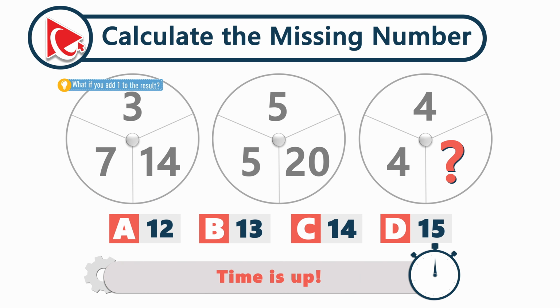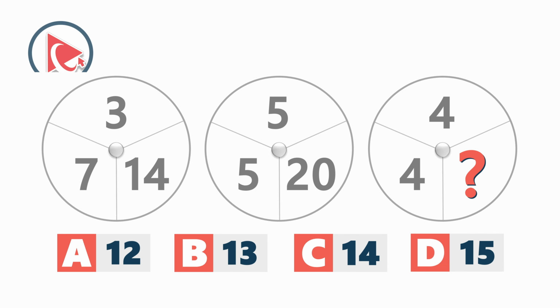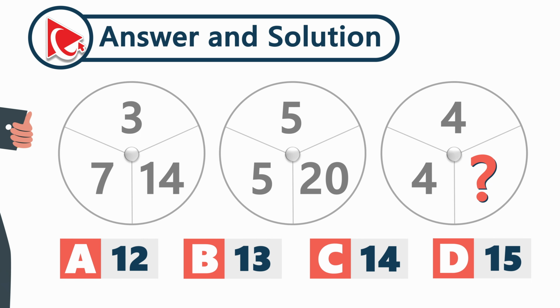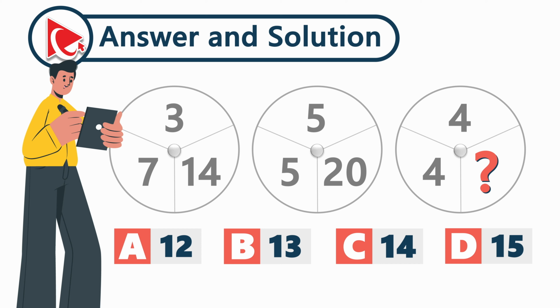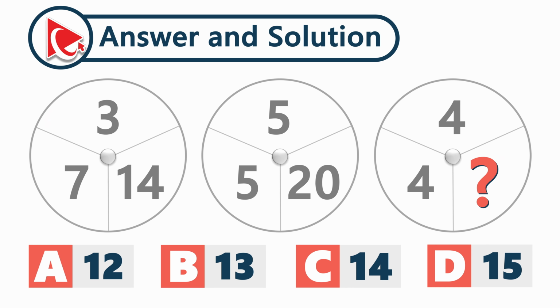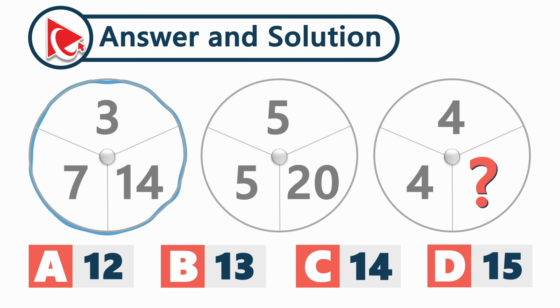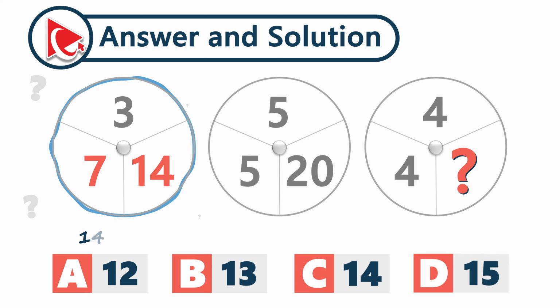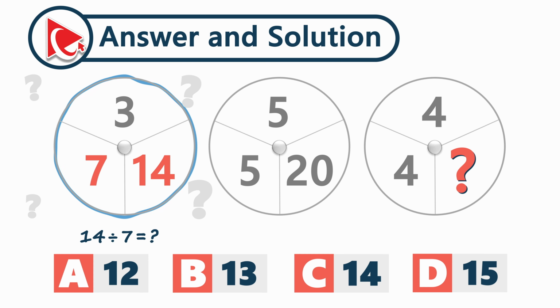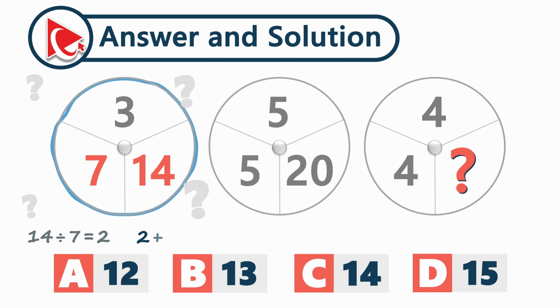Time's up. Have you locked in your answer? Great. Let's go through the solution together, and you will be amazed how simple and easy it is to follow. As you might have guessed, the pattern I pointed out is incorrect. Let me shift your focus to the first circle. Do you see the numbers 7 and 4? What is 14 divided by 7? The answer is 2. What if you add 1 to the result? 2 plus 1 equals 3, and that's exactly the number on the top.